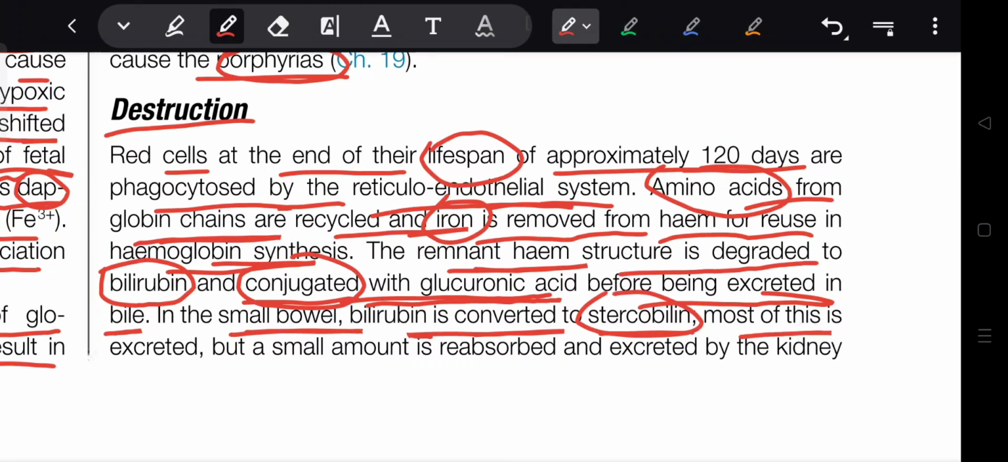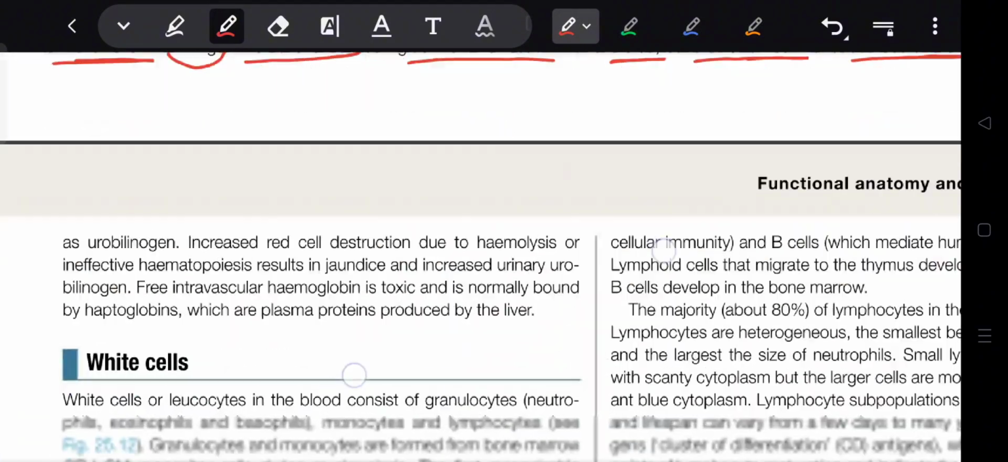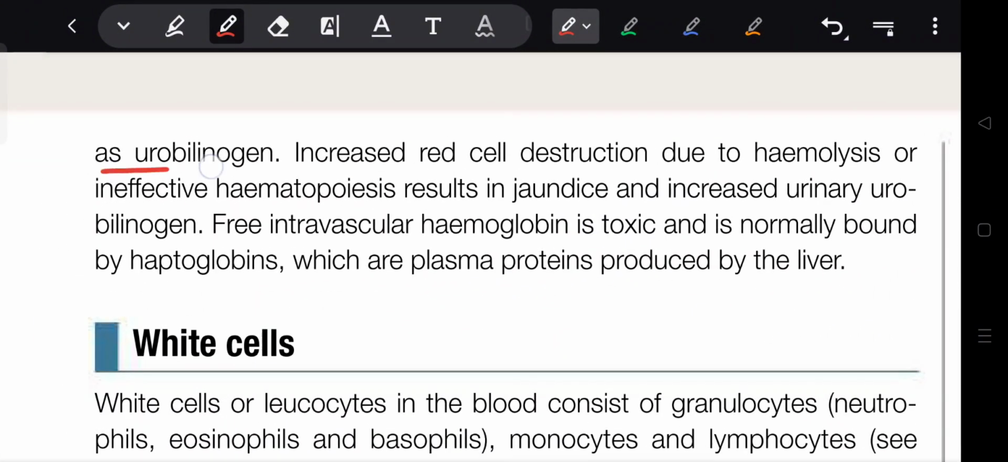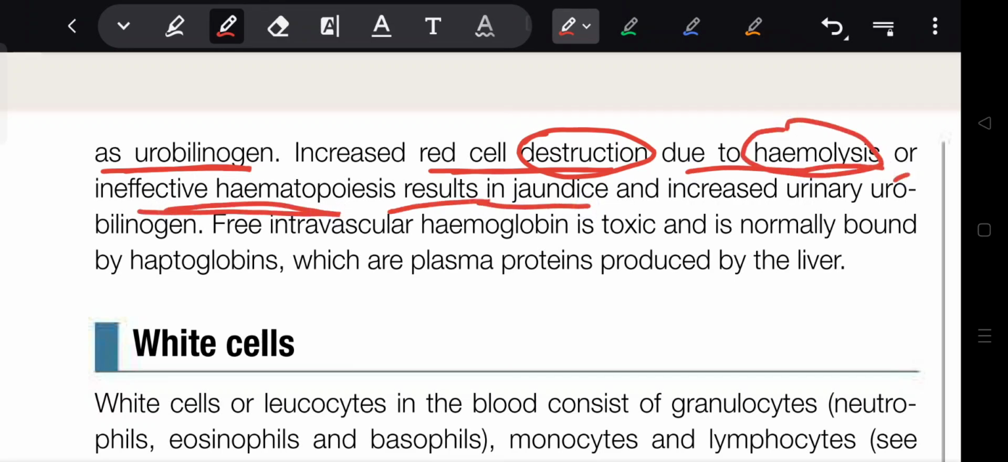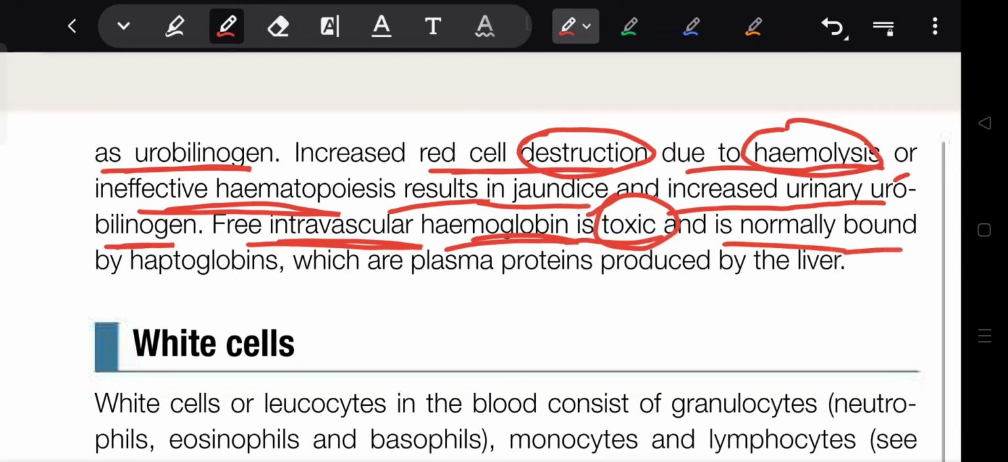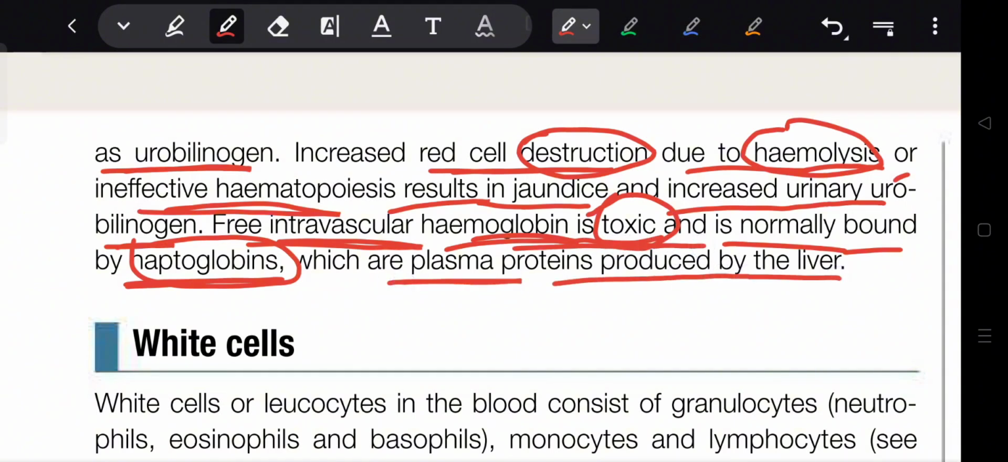Most of this is excreted, but a small amount is reabsorbed and excreted by the kidney as urobilinogen. Increased red cell destruction due to hemolysis or ineffective hemopoiesis results in jaundice and increased urinary urobilinogen. Free intravascular hemoglobin is toxic and is normally bound by haptoglobin, a plasma protein produced by the liver.